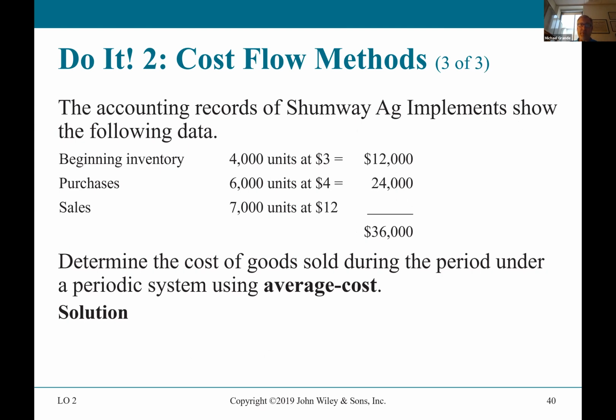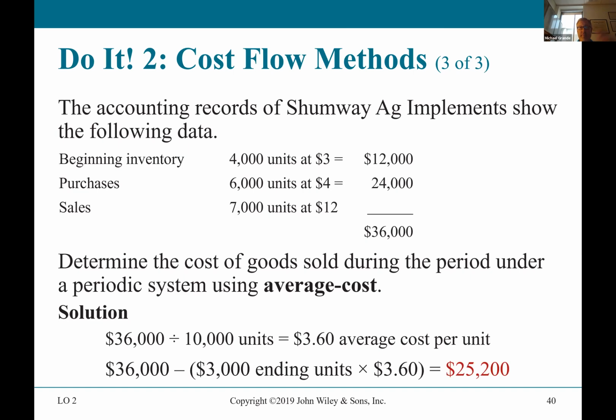Under average cost, what's the answer? So we had $36,000 of purchases divided by 10,000 units that were purchased. The average cost is $3.60 per unit. Ending inventory is still made up of only 3,000 units at $3.60. Cost of goods sold is $25,200.